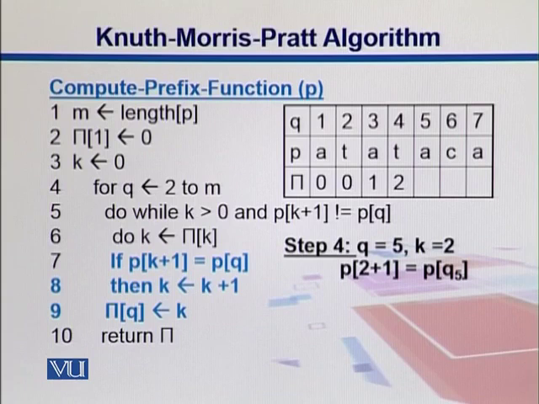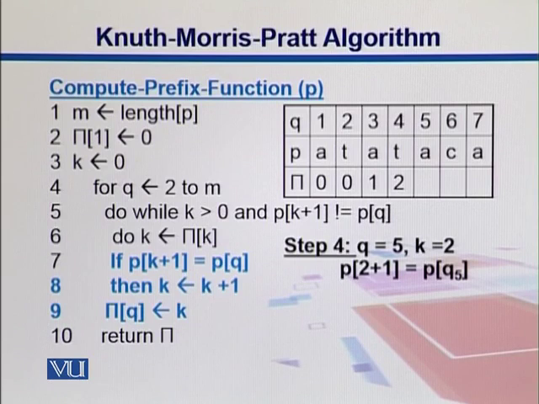Now we move to the fourth step. So here we have Q is equal to 5, and K in the previous step was 2. So we will use that value, and now we will compare K plus 1, which is actually 2 plus 1. So P of 3, we have an A over here, and that will be compared with P of Q, equal to 5. So do they match? What about conditions 5 and 6? K was greater than 0. Yes, we will go there and check first.